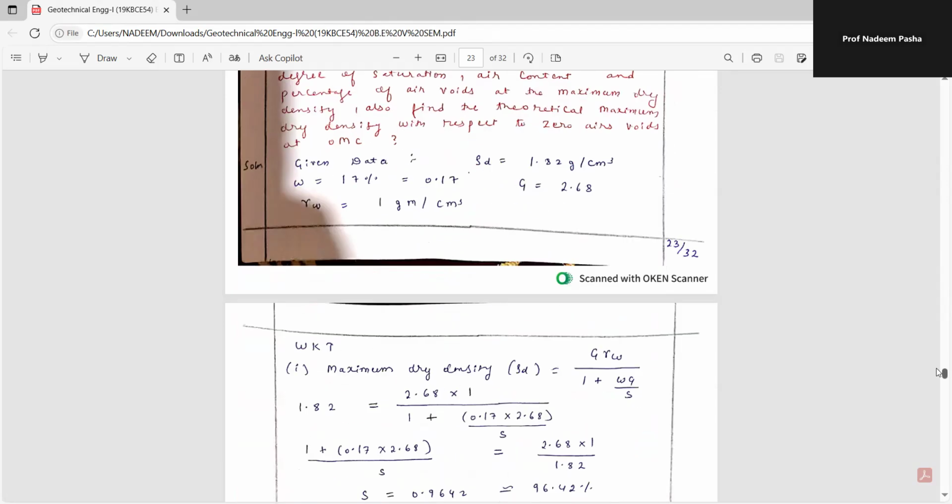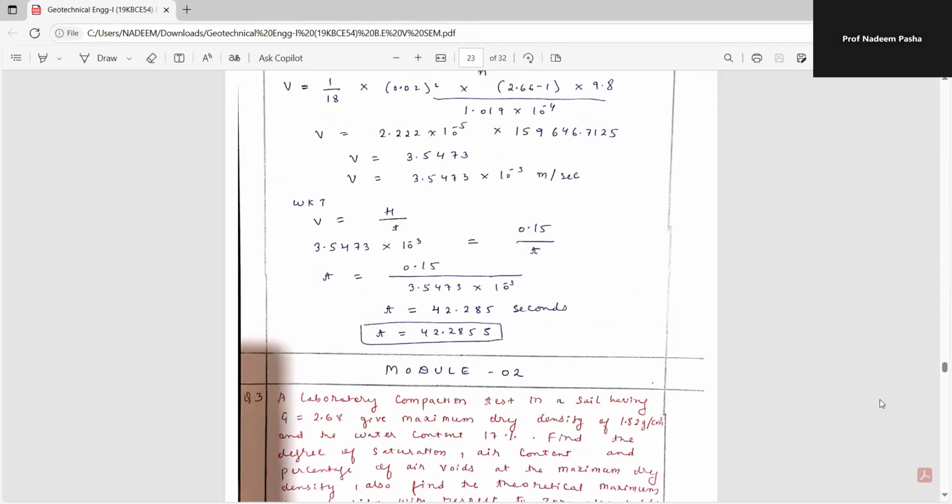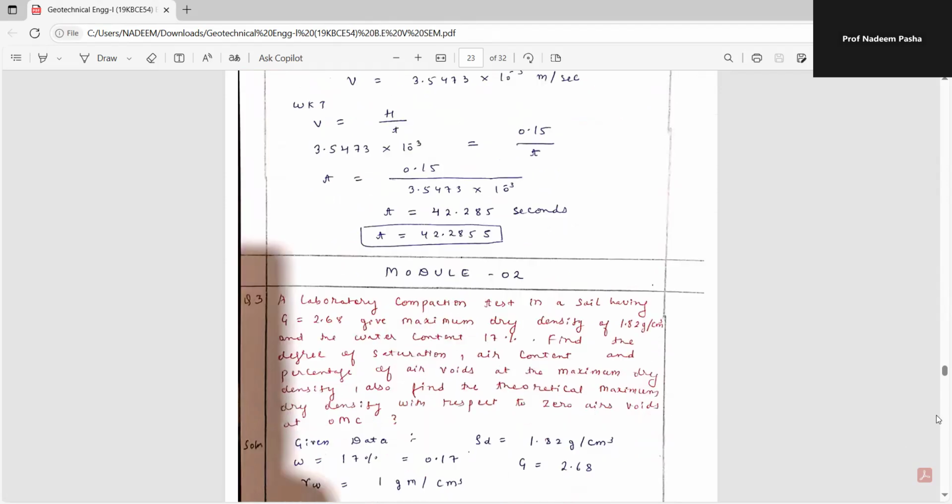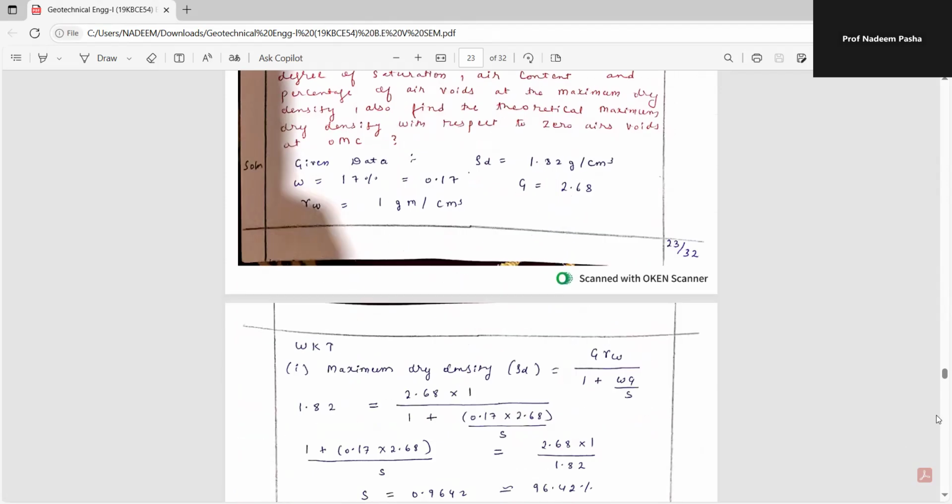Now we will solve one more problem. A laboratory compaction test in a soil having G equal to 2.68 gives a maximum dry density of 1.82 gram per centimeter cube and a water content of 17%. Find the degree of saturation, air content and percentage of air voids at the maximum dry density. Also find the theoretical maximum dry density with respect to zero air voids at optimum water content.